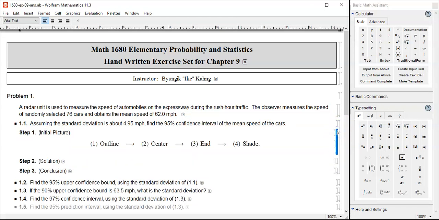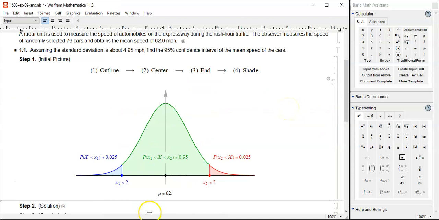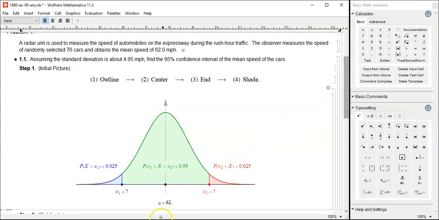Here's the initial picture. As usual, we follow this procedure. Outline, center, end, and shade. Outline, okay, we have a normal picture. And then the center, what do you think that is? Observed mean is 62, so that's what you're gonna get at the center. And here we go, 62.0. That's the best point prediction, but then again, nothing is accurate in statistics.